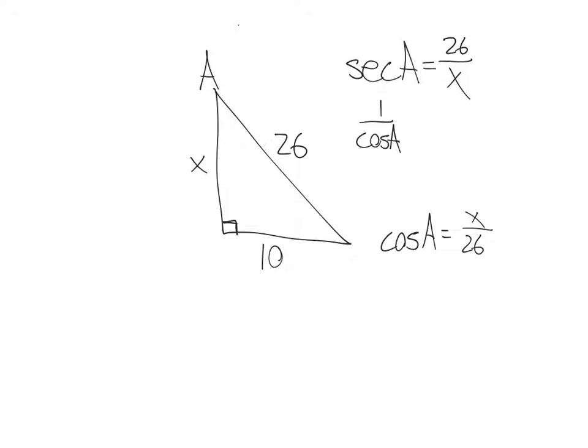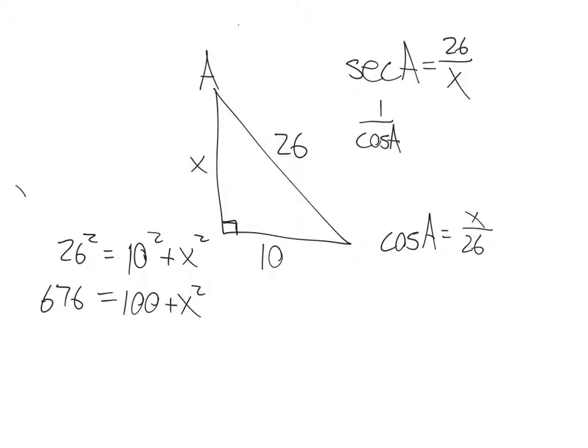I did 26 squared equals 676, and then 10 squared is 100, so when you subtract 676 minus 100, you get 576, and you square root it. Okay, and what is he using here? He's using the Pythagorean theorem, okay?